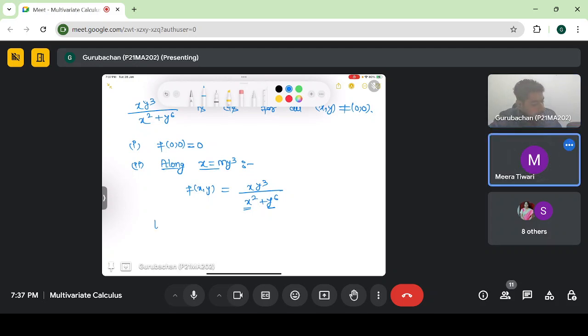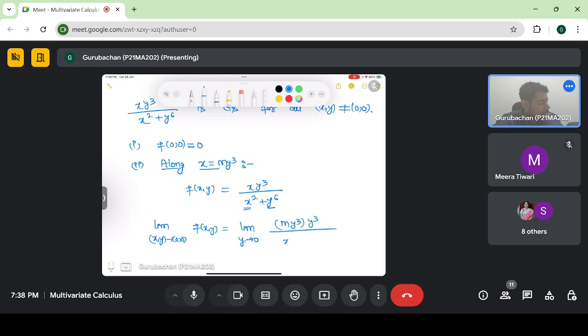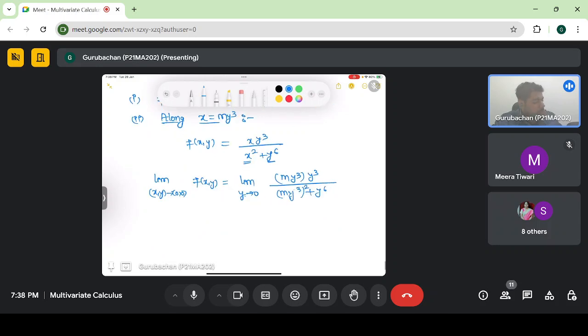Okay, good. Then limit (x, y) tending to (0, 0) of f(x, y) will come out to be limit y tending to 0. As y tends to 0, x also tends to 0. That's why I have only considered y tends to 0. So put this value in this: m y cube into y cube divided by m square y to the power 6 plus y to the power 6. I have made a mistake here, typo. Now tell me, what will be the output of this? m y to the power 6 over y to the power 6 into (m square plus 1). And it will come out to be m by (1 plus m square), and it is dependent on m.